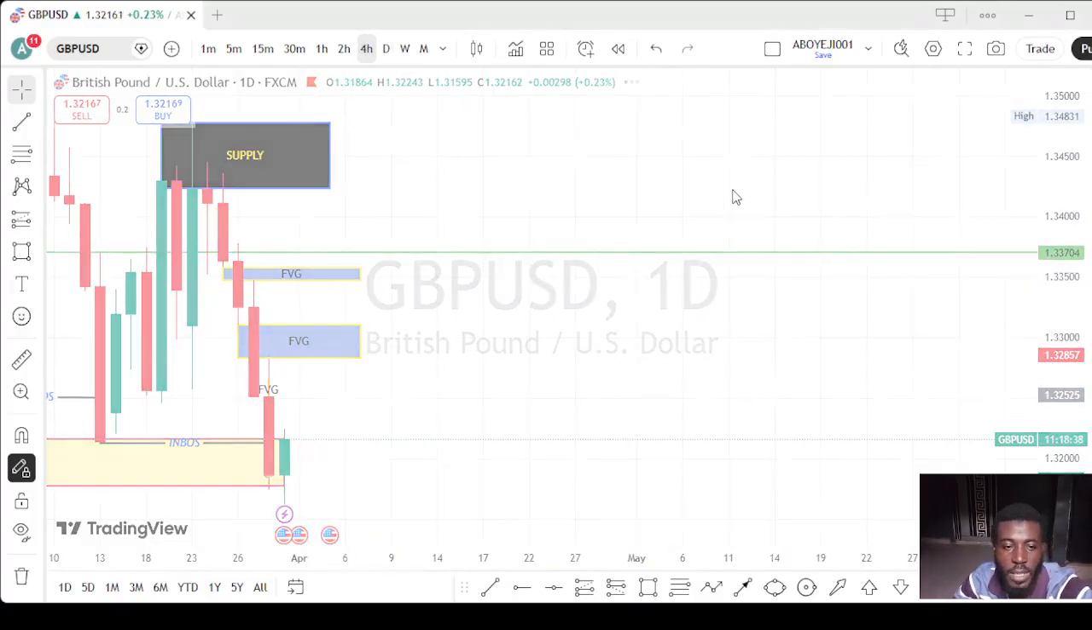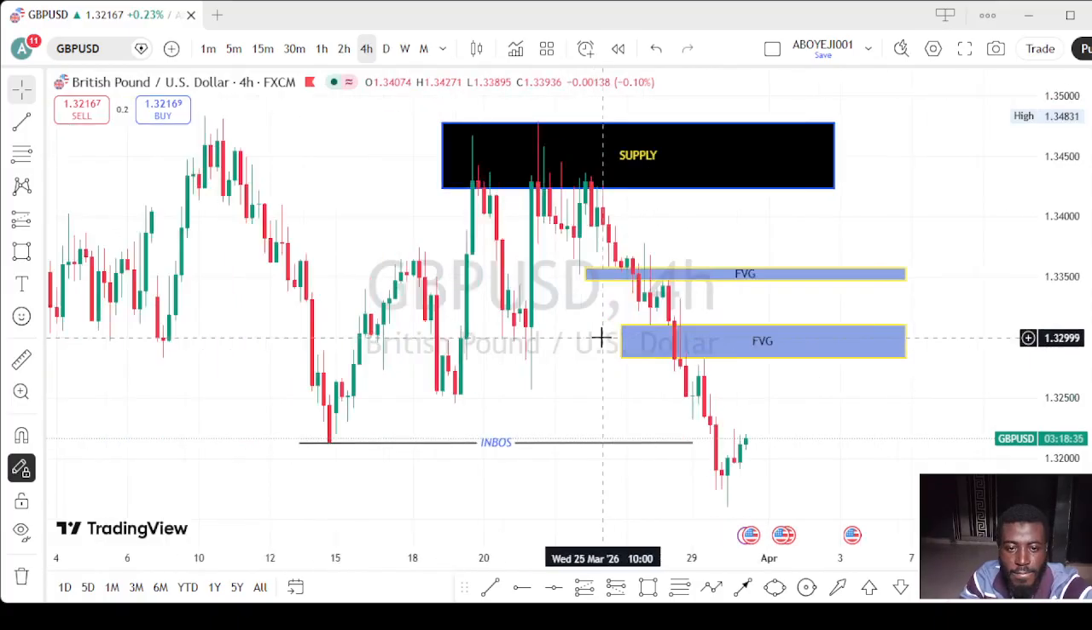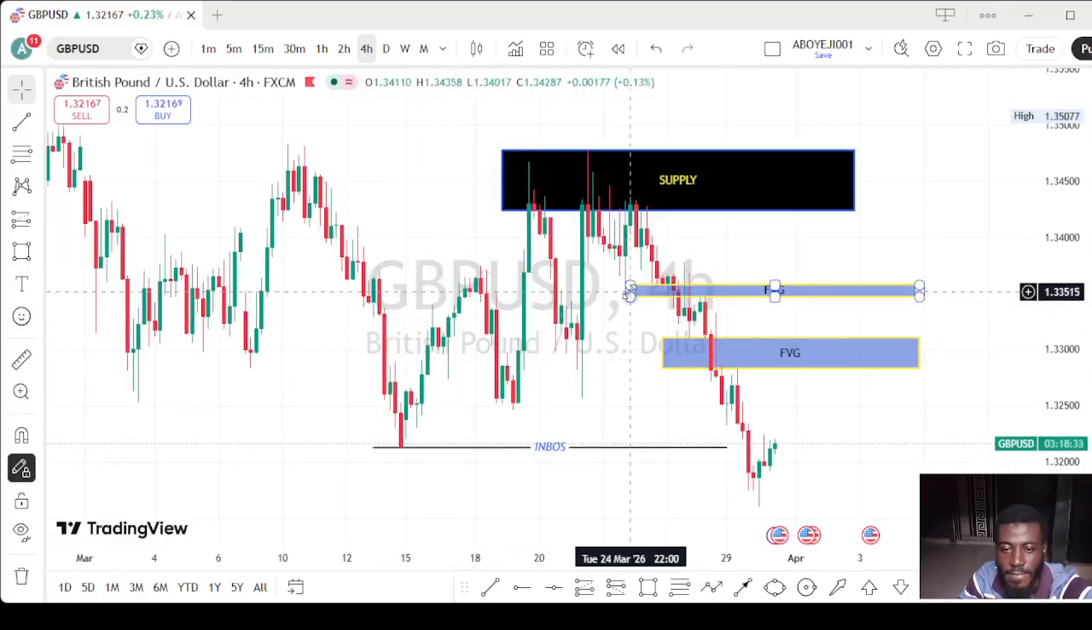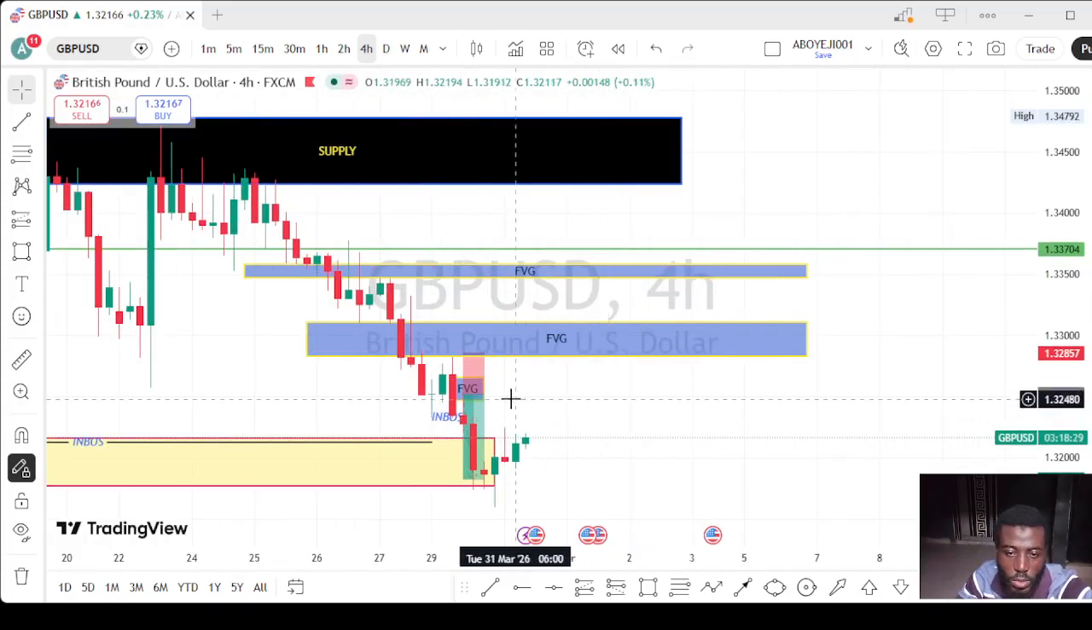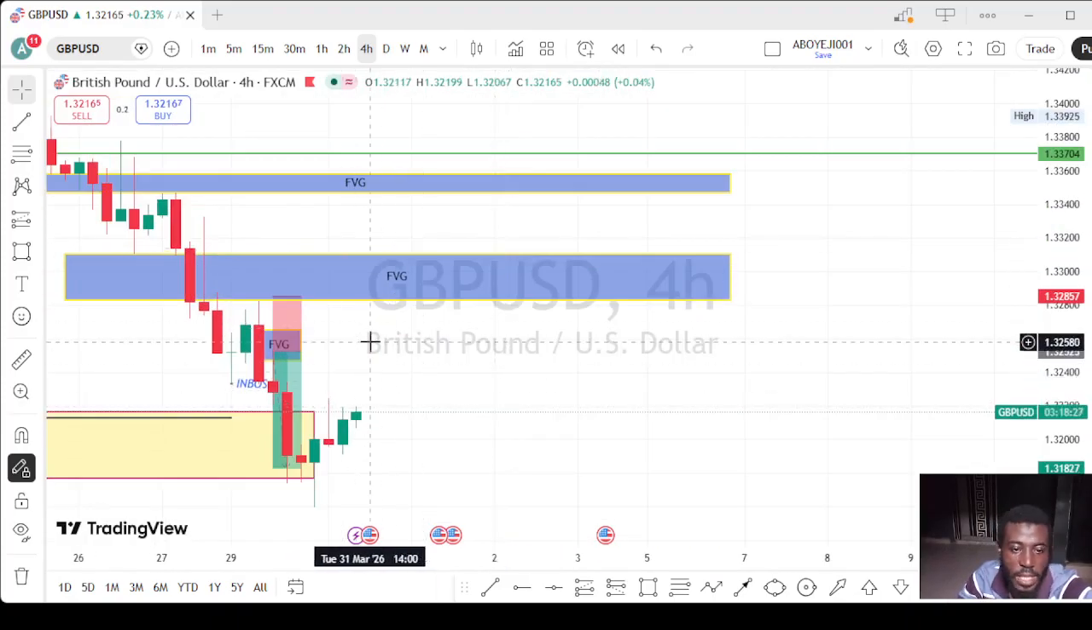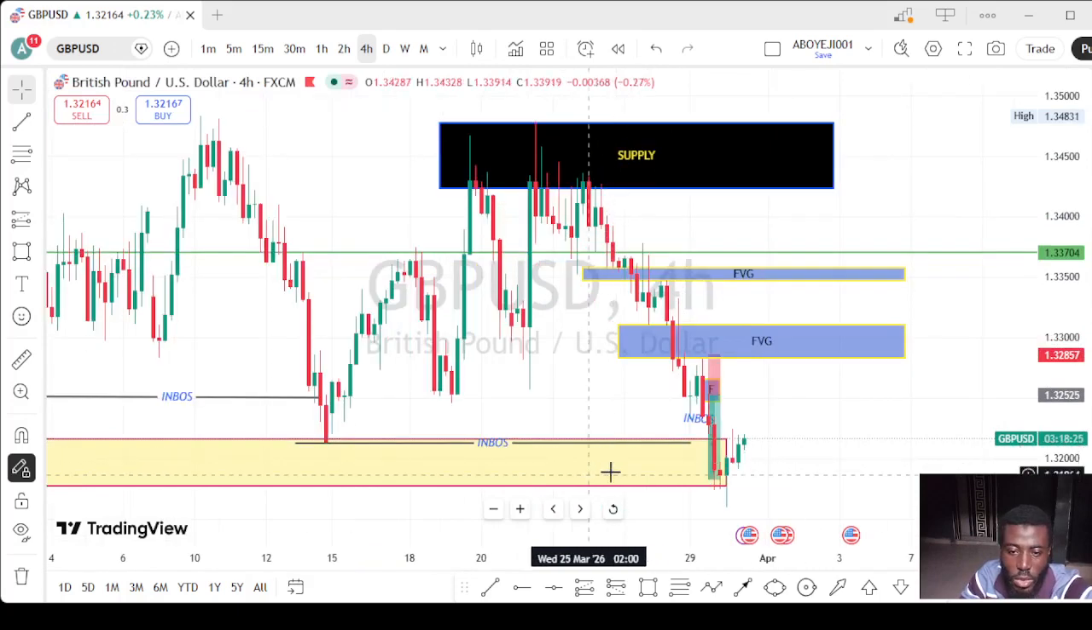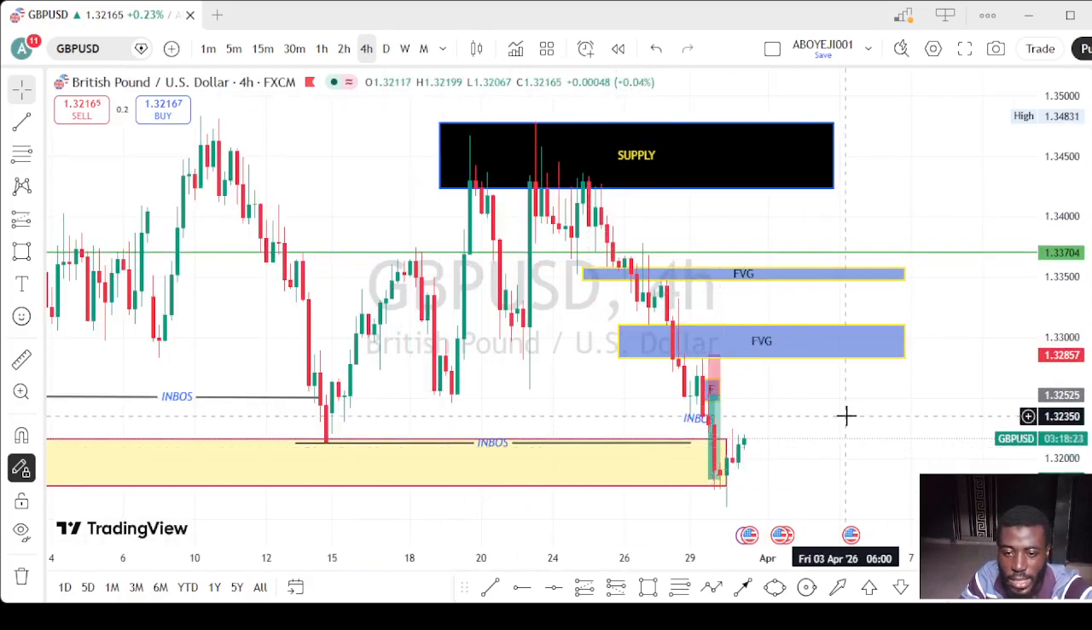So let's move to 4 hours. These are the 4 hours. This is what the market is giving. This is the trade we took here. We said yesterday that we are selling. So this is what the market is trying to do. This is the last break of structure, and this is the break of structure.